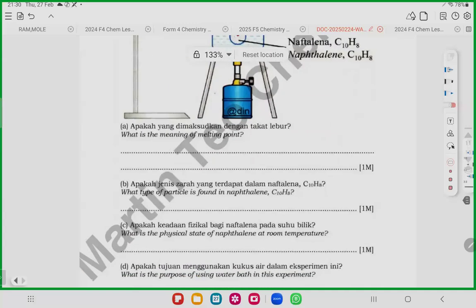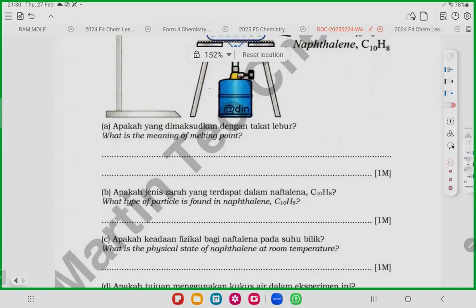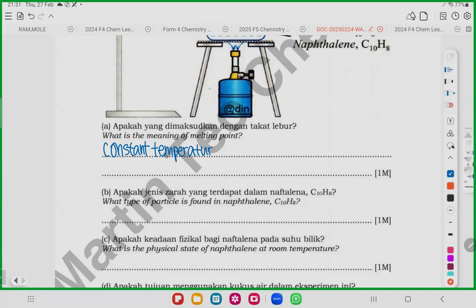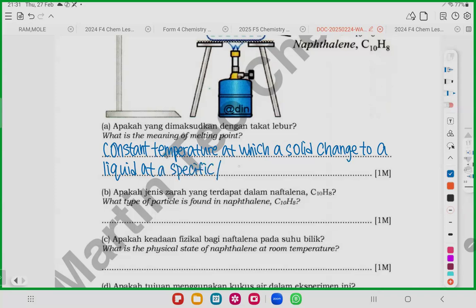So the first one, what is the meaning of melting point? I guess you all should know what melting point is. Melting point is a constant temperature at which the solid changes to liquid. And don't forget, you need to mention the pressure, at a particular pressure. Don't forget about pressure.